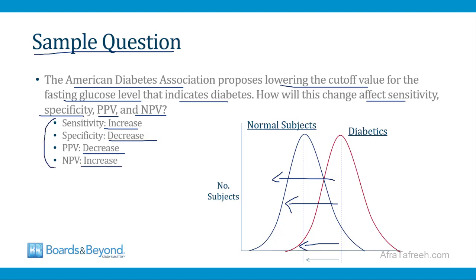Make sure you understand the reason why this is the answer to this question. These type of things are often shown to you on your board exams, and if you just know how the test characteristics change with a shifting in the cutoff value, you'll be able to answer the question easily. And that concludes our module on predictive values.